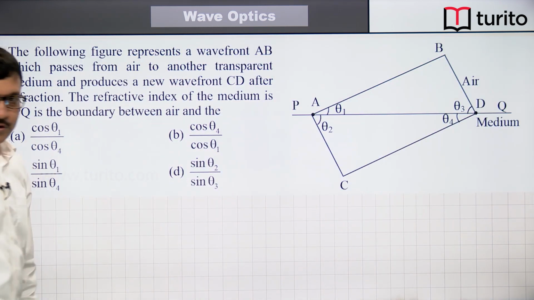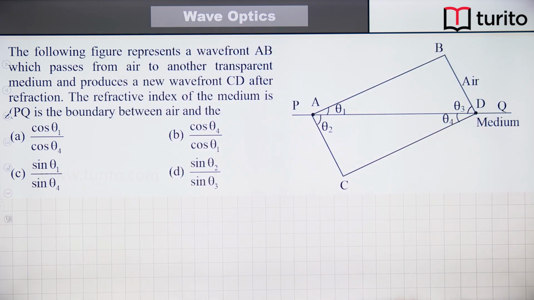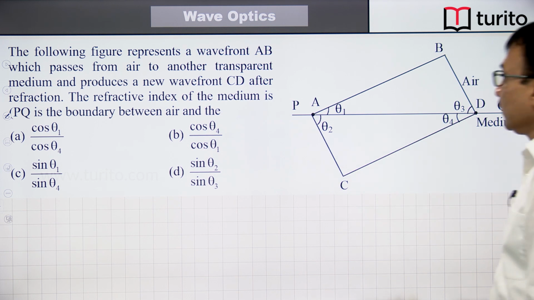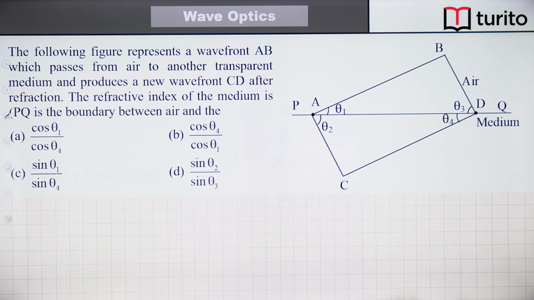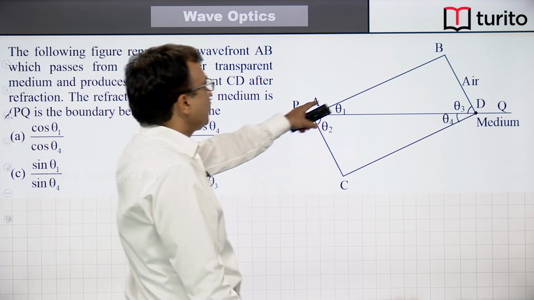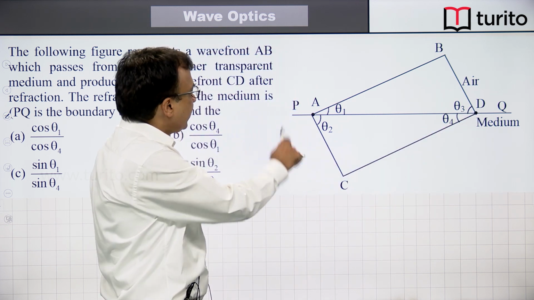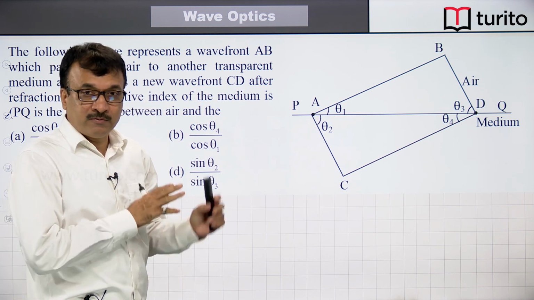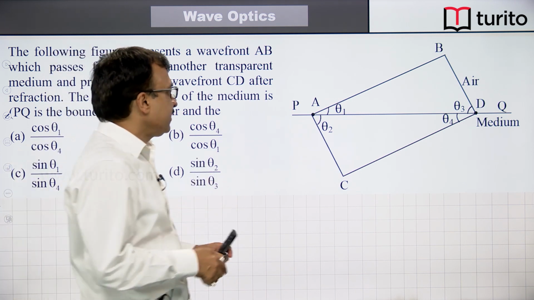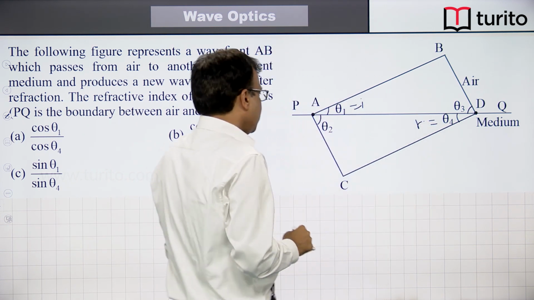Now come to the next question. Read the question carefully first, then I will explain. The following figure represents a wavefront AB which passes from air to another transparent medium and produces a new wavefront CD. So, the incident wavefront is AB and the refracted wavefront is CD. Some angles are given: theta 1, theta 2, theta 3 and theta 4. I told you while discussing the wavefront that this is the angle of incidence and this is the angle of refraction.